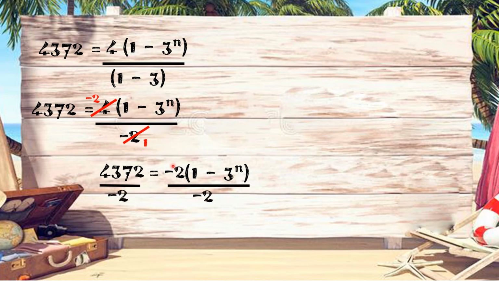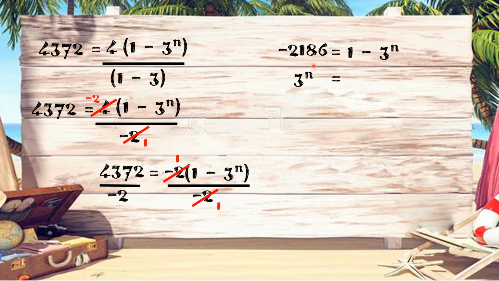Okay, para ma-cancel yung negative 2, nakatabi nito, so we have to divide both sides by negative 2. Ayan, cancel na. And then we have 4,372 divided by negative 2 is negative 2,186 is equal to, ginaya ko lang yung natitira sa kanan. 1 na yon, okay na yon. So, 1 minus 3 raised to n.